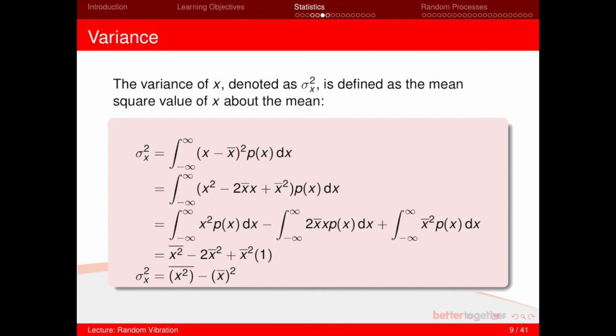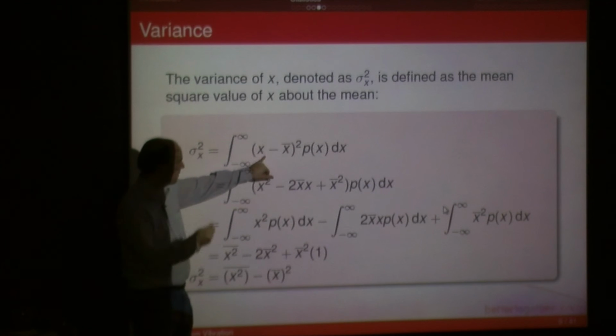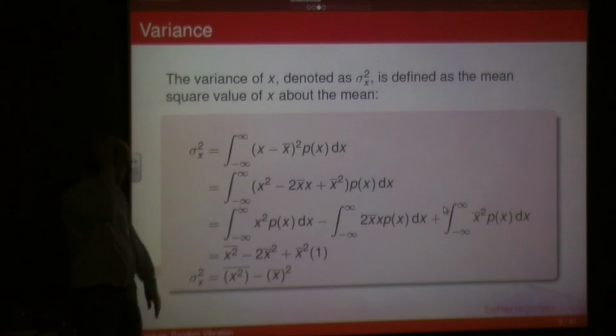Variance of x, denoted as sigma x squared, is defined as the mean square value of x about the mean. And so to get it, you take the value of your sample minus the mean, you square it, and you integrate it with p of x.